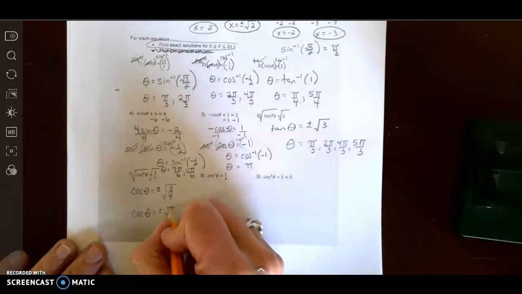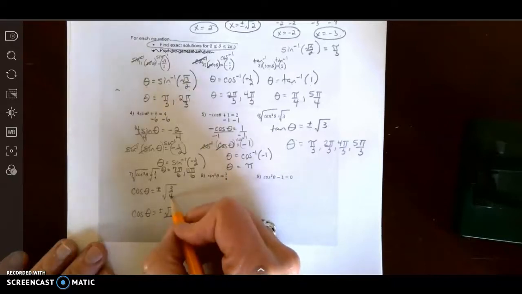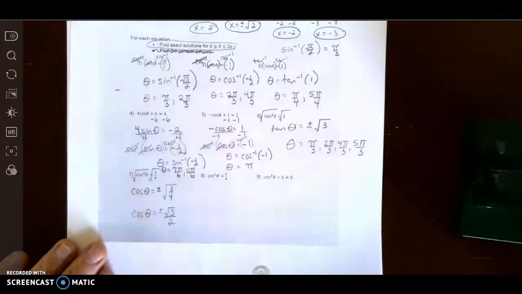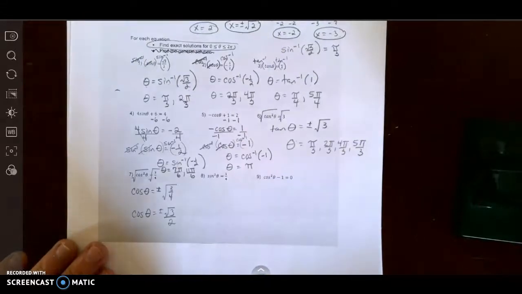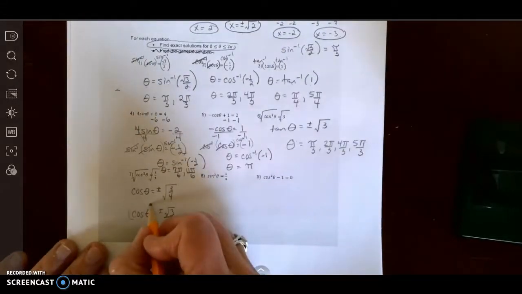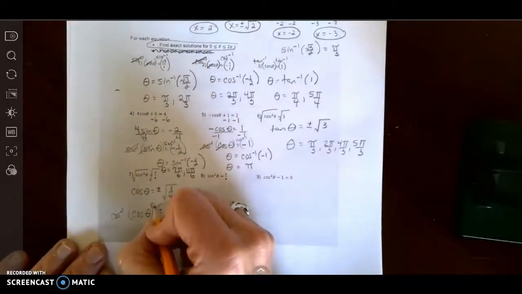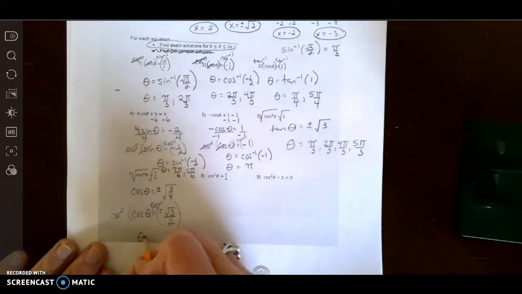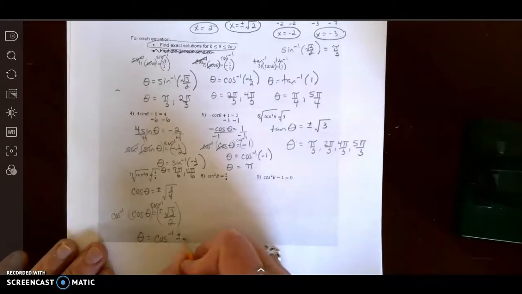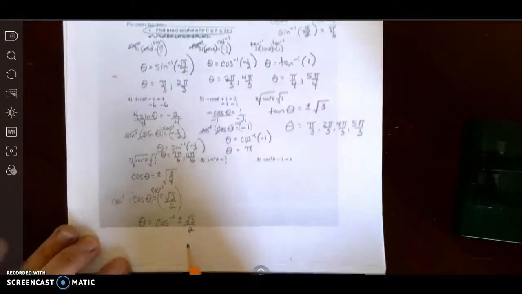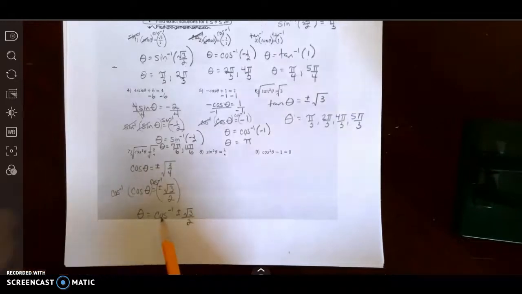I don't know what the square root of 3 is, but I do know what the square root of 4 is. It's 2. And then, in order to find theta, I take the inverse cosine. So theta is wherever the cosine is plus or minus the square root of 3/2. So anywhere where the x-coordinate is the square root of 3/2, whether it's positive or negative.